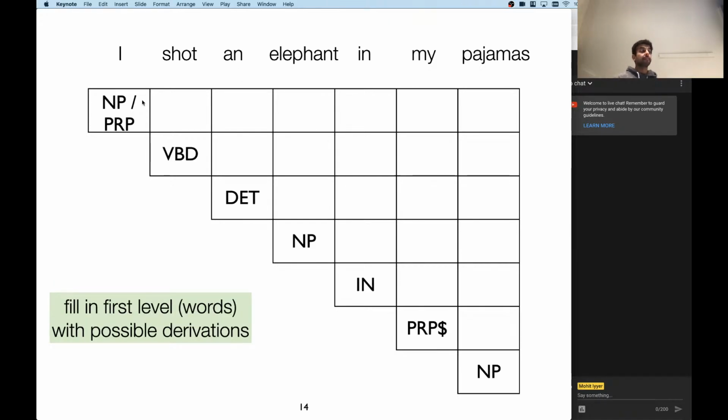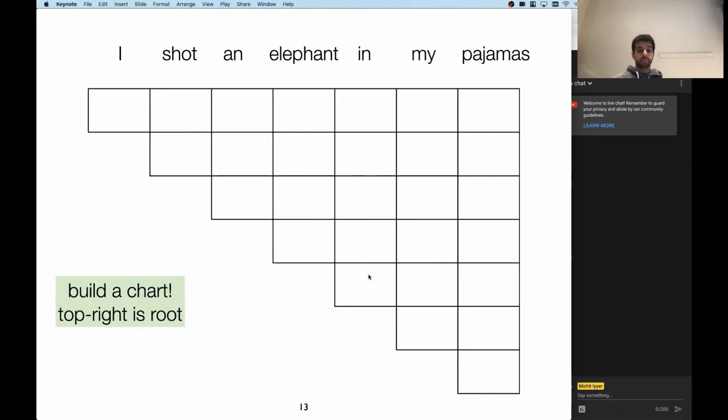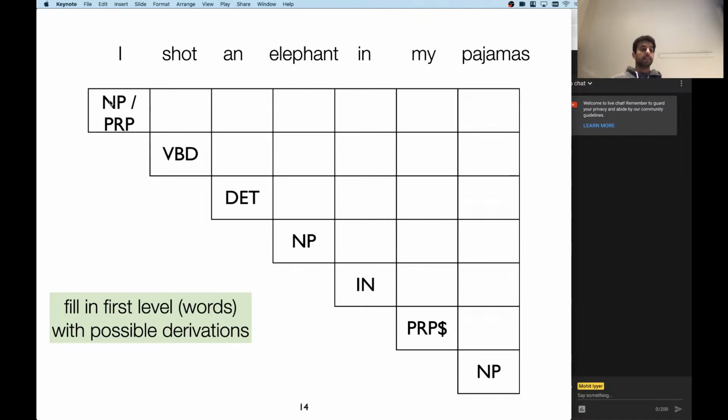So the very first thing I do is fill up this last level of my chart with all of the non-terminals that produce the corresponding leaf node. Remember, in our grammar we could produce I in two ways, with a noun phrase or with this PRP. And so we have two different non-terminals that go in this cell. Every other word in the sentence can only be used to form one non-terminal.